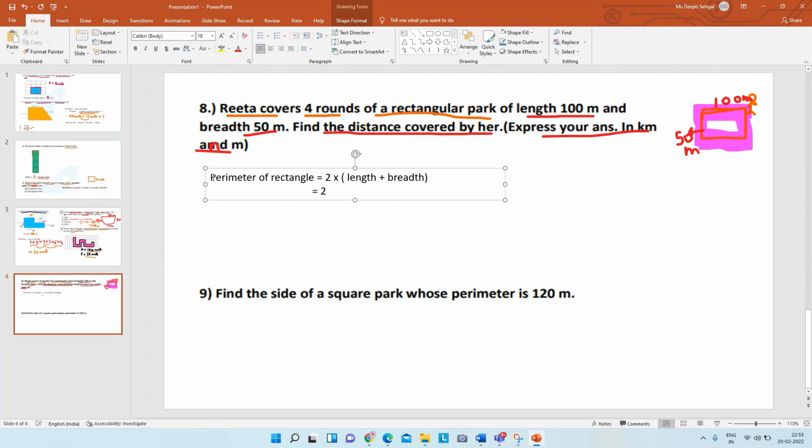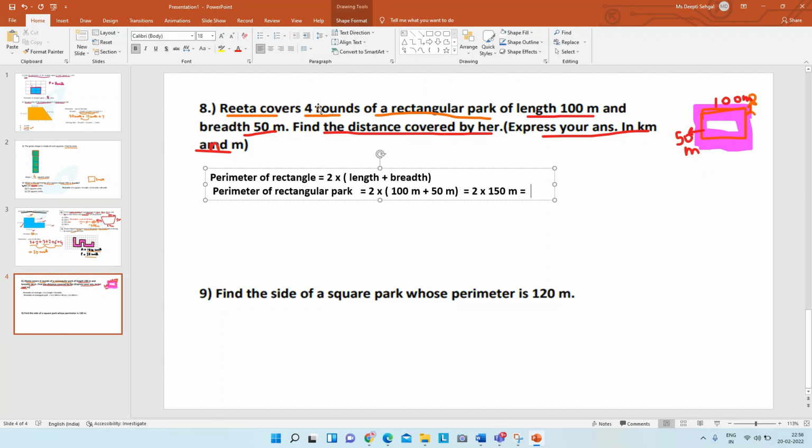So we will write here perimeter of rectangular park is equal to 2 multiply by length, 100 meter, plus breadth, 50 meter. Now we will solve it. That is equal to 2 multiply by 100 plus 50. What is 100 plus 50? 150. So 2 multiply by 150 meter.